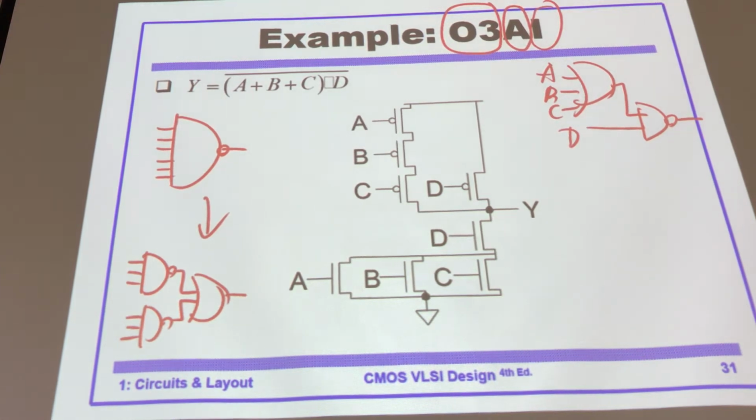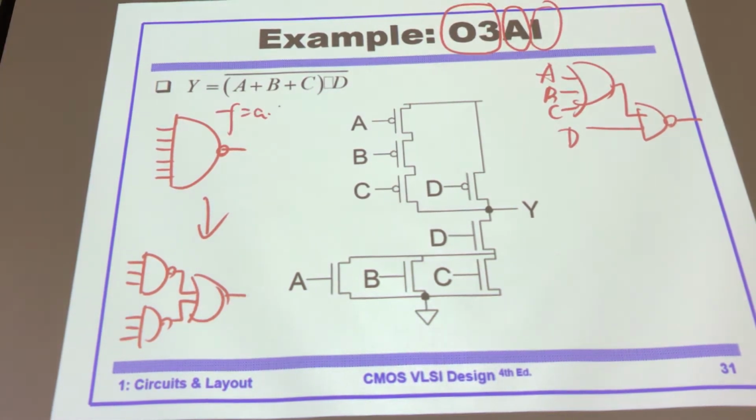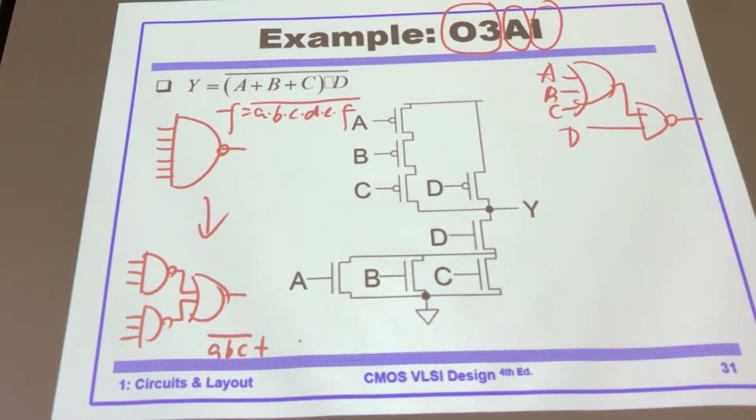Something like that. Is that right? Are these two equivalent? Or you can check: if the output is A and B and C, D, E, F, bar, there's a corresponding Boolean function. How about this? A, B, C, bar, or D, E, F, bar.